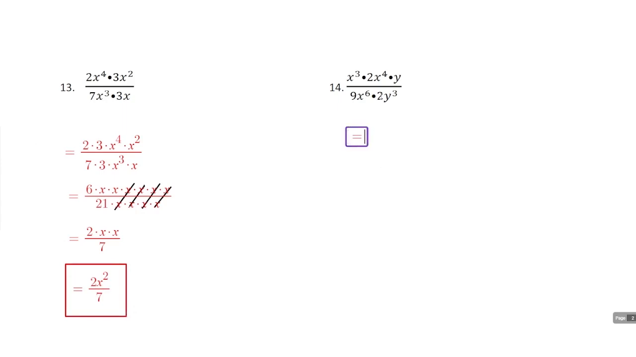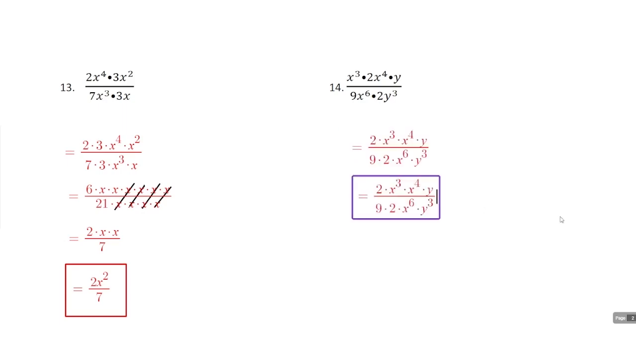Number 14, start by regrouping. 2 times x cubed times x to the 4th times y all over 9 times 2. Oops. Wait, no x there yet. 9 times 2 times x to the 6th times y cubed. Now we will start to expand this. Might as well multiply this 9 times 2 together. Gives me 18. Here I've got x times x times x.